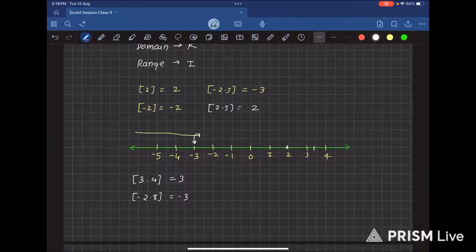So whichever greatest integer you are crossing, that will be the answer. Okay, understood. First of all, students, you have to write something in the comment box, then only I will go further. Are you understanding or not? Okay, so this part is clear, greatest integer function.